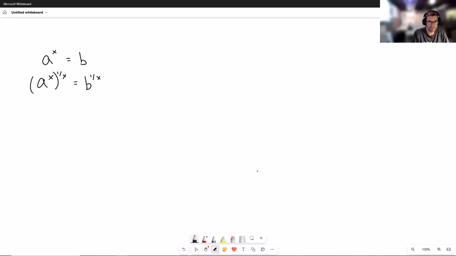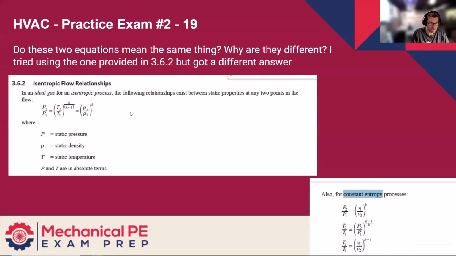And then a to the x raised to the 1 over x, we multiply x and 1 over x, which is x over x, which is 1. So a to the 1 equals a, and the right side then equals b to the 1 over x. So in short, a to the x equals b is the same thing as a equals b to the 1 over x. Those are equivalent statements that we can make. So with that in mind, let's go back and look at the equations at hand.